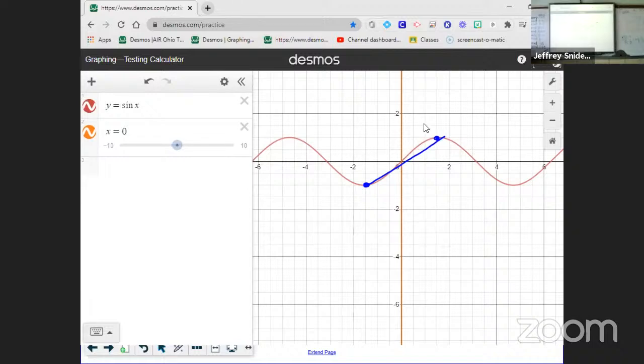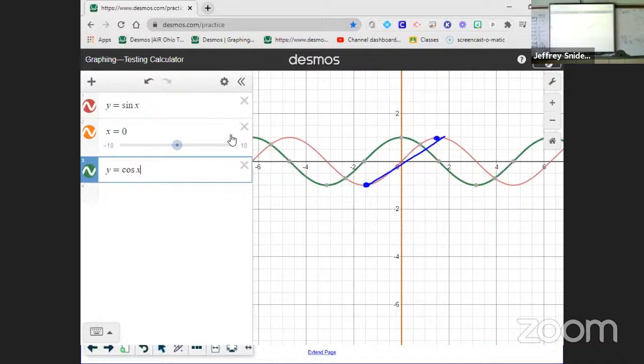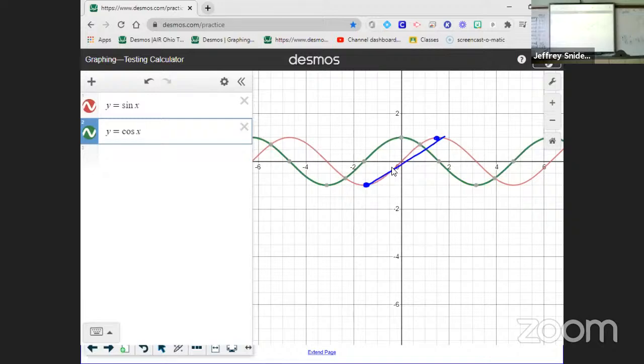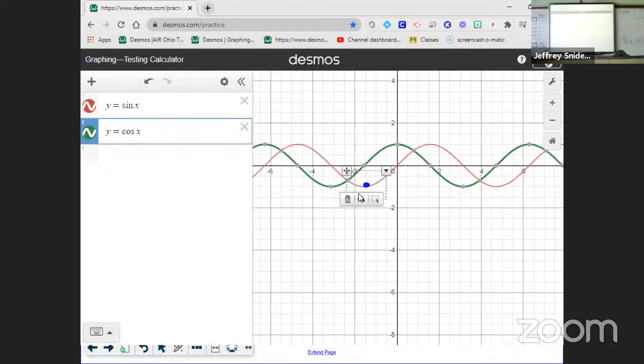What about cosine? I haven't even graphed the cosine function yet. Let's do cosine. Here we go. Y equals cosine of x. What's the first thing you notice, by the way, about these two things? What do you notice about the sine and the cosine curve? You notice anything about them at all?